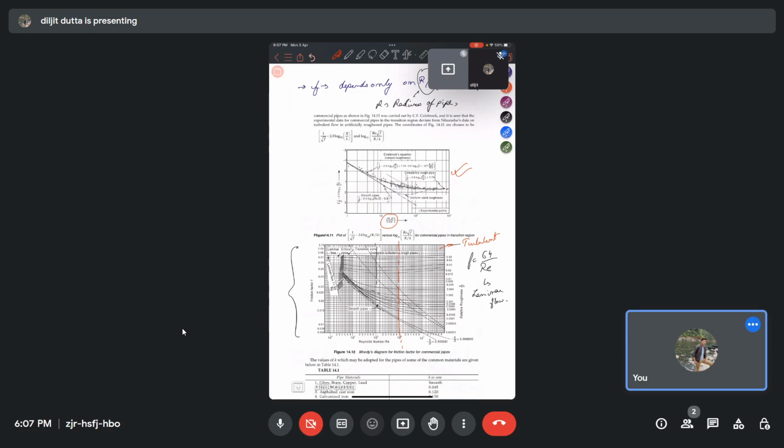We plot for two types of pipes, one for smooth pipes and the other for completely rough pipes, and thirdly we have pipes with natural roughness. Then we obtain an empirical plot like this, as mentioned in this figure.